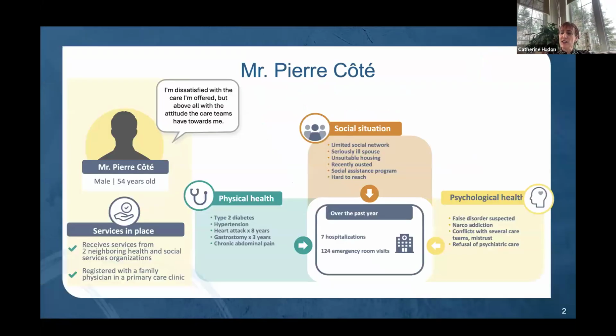We would also like to share with you another real-life example of someone who suffers the harmful effects of a chaotic care pathway in the healthcare network. Indeed, Mr. Pierre Côté is a 54-year-old man who suffers from several physical health problems and has mental health issues. His social situation is really precarious. Although he is registered with a primary care team, he has still visited the emergency room 124 times in the last year and has been hospitalized 7 times.